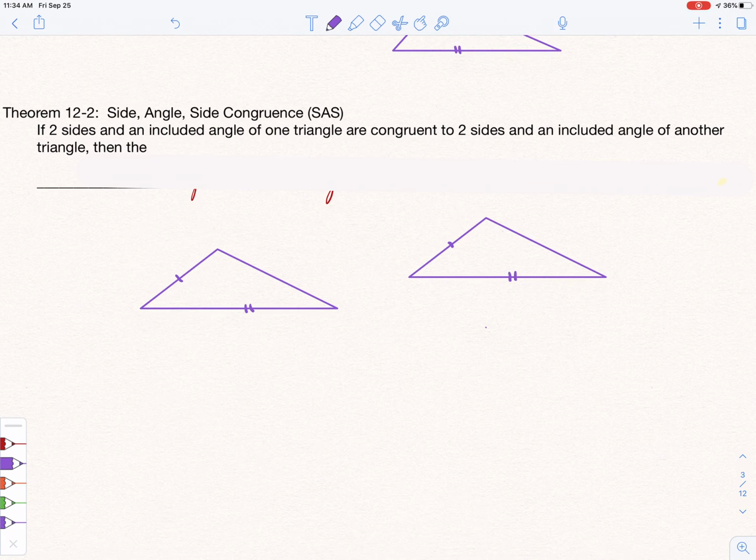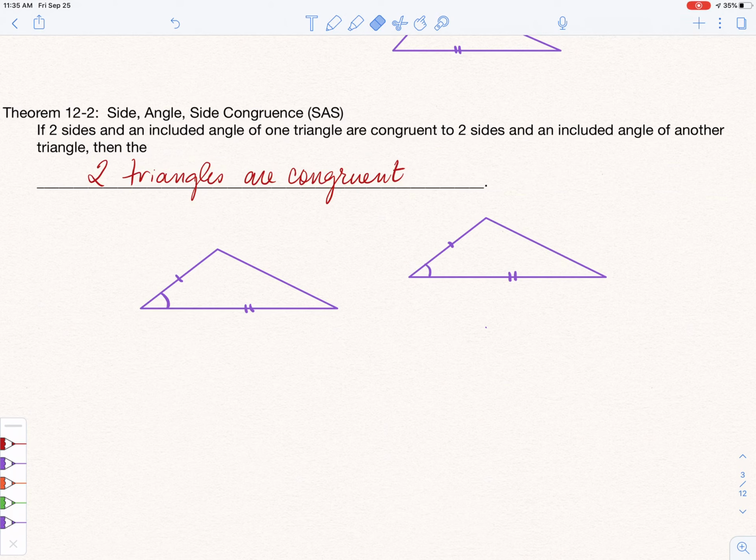All right, so what does that mean? Well, you'll see that I have the two sides marked. The included angle is going to be the angle between the two sides. The angle between. So this right here would not be an included angle, while the angle that I've marked is an included angle between the two sides. So we've got the two sides and the included angle are congruent to the two sides and the included angle. And what's going to happen here, if I know this information, then automatically my two triangles are congruent to each other.